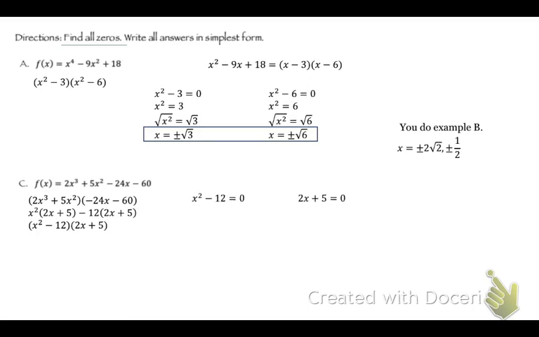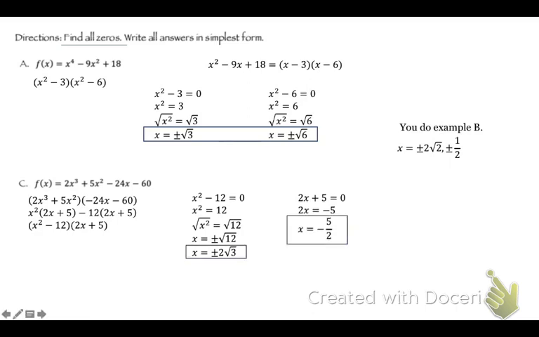Now I'm going to set those both equal to 0. Possibly, maybe. Add the 12 over. You get square root both sides. I get plus or minus square root of 12, which the square root of 12 breaks down to 2 square roots of 3. And you should know how to do that, so I'm not going to go through all those steps. On this next one, I'm going to subtract the 5 over, divide by 2. So those are my two answers there.